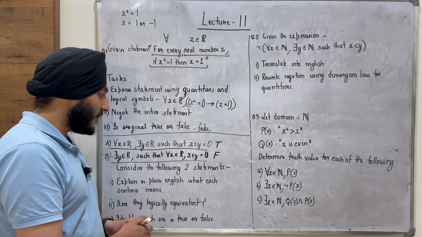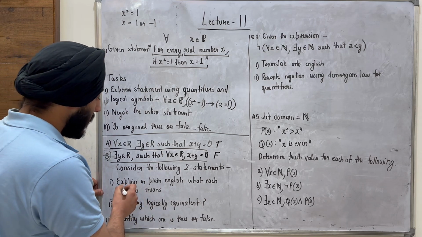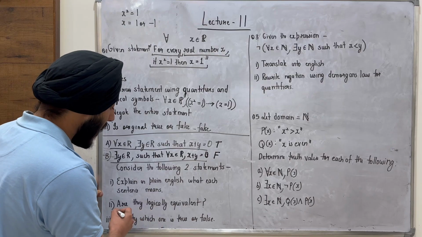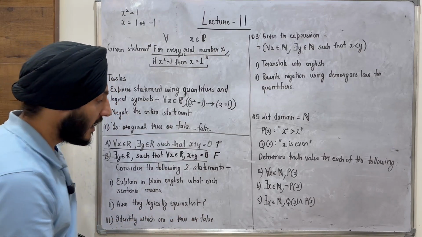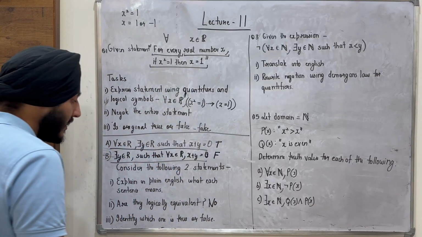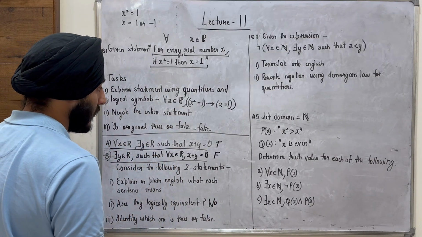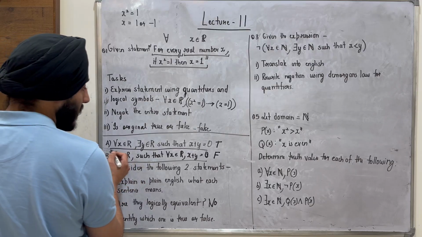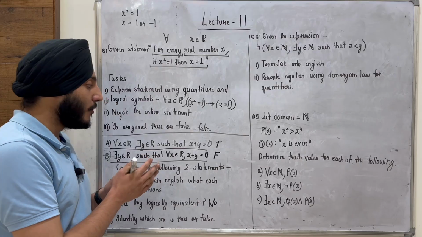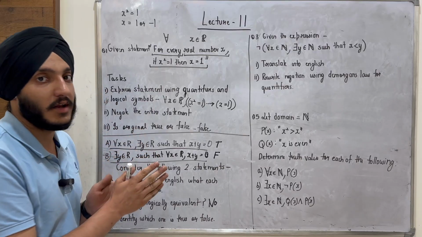Okay. Now let's try to understand. Explain in plain English what each sentence means. We have already done that. Are they logically equivalent or not? And the answer is no. Identify which one is true and which one is false. We have already figured it out. The first one is going to be true and the second one is going to be false. So I hope you were able to understand the difference between both these sentences.